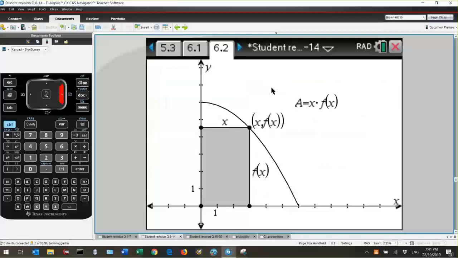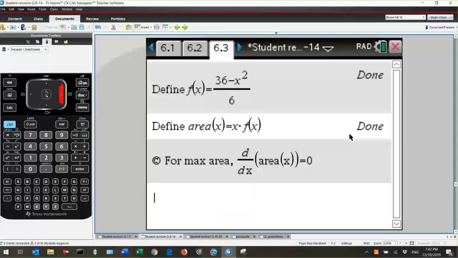Okay, so here, instead of u and v, think of the point on the curve as x and f of x. So therefore, the area of the rectangle is x times f of x. So using Nspire, you can start off by defining the original function, since I'm going to use it again, so that's handy. I can define another function, which I call area of x. You could call it a of x or area of x, whatever you like, which is x times f of x.